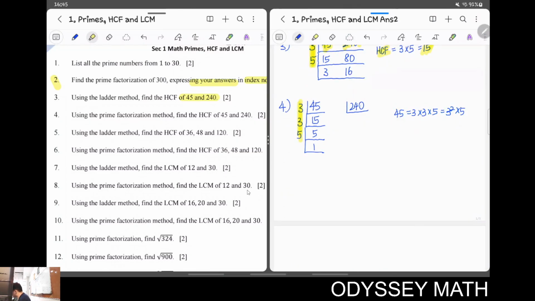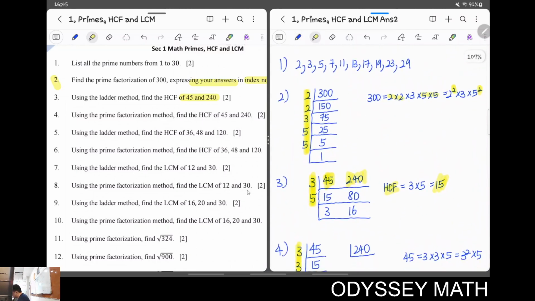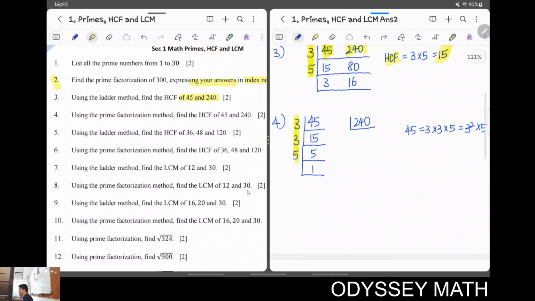So 240. Can 240, we start with 2, the prime number. Always start with the prime numbers here, which you select vertically. So 240, can it be divided nicely by 2? Yes. So 240 divided by 2 is 120.